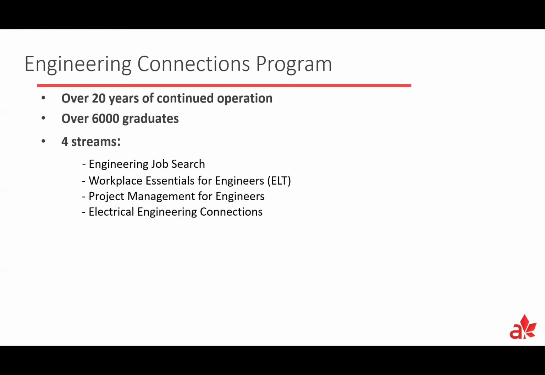So the four streams are the Engineering Job Search Program, which is for all disciplines. Then we have Workplace Essentials for Engineers. Later on, you will understand the difference between all these programs. Then we have Project Management for Engineers. Then we have the Electrical Engineering Connections Program. So these are the four main streams we have. Over 100 employers are engaged and 80% of our graduates are employed in their respective field after graduation.